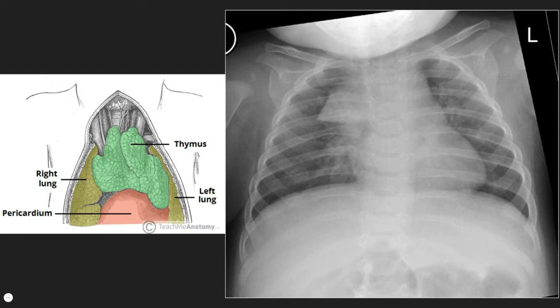On the left here, there is a diagram from Teach Me Anatomy, which illustrates the bilobed structure. And on the right, there is another x-ray of the normal thymus, where the inferior border can look sharp adjacent to the horizontal fissure of the right lung, but the thymus should not be lifted off the mediastinum at its medial border.